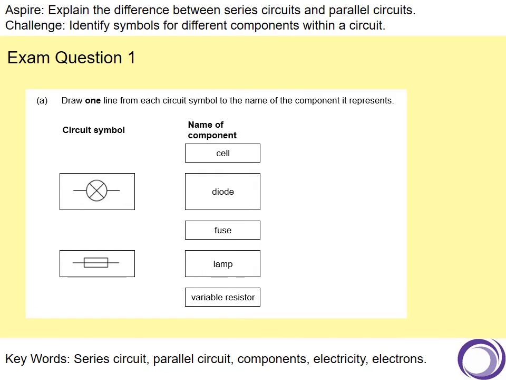Okay, fairly straightforward one. The first one is the bulb, which is connected with the lamp, and the second one is a fuse.